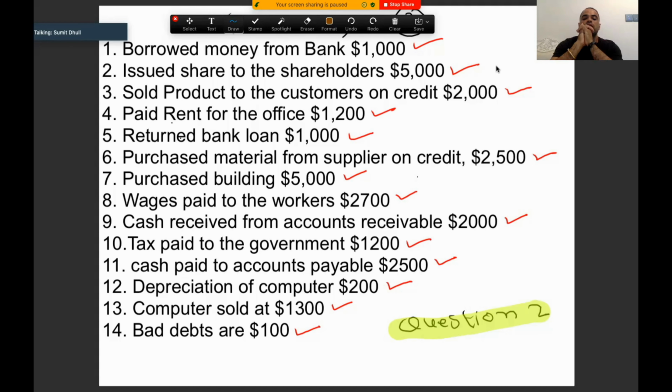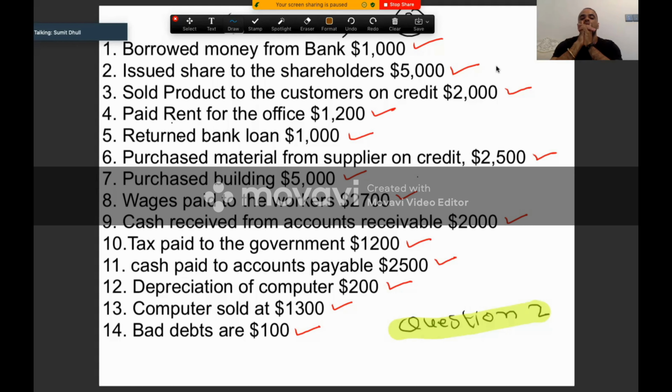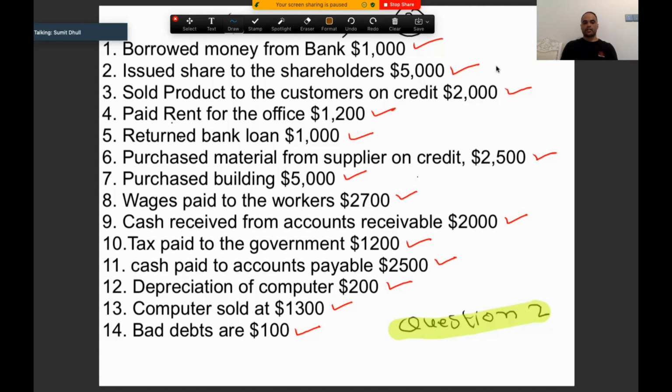Number 9, cash received from account receivable. Cash account is debit and account receivable is credit. Number 10, tax paid to government. I think tax account is debit and cash account is credit. Number 11, cash paid to accounts payable. Account payable is debit and cash account is credit.